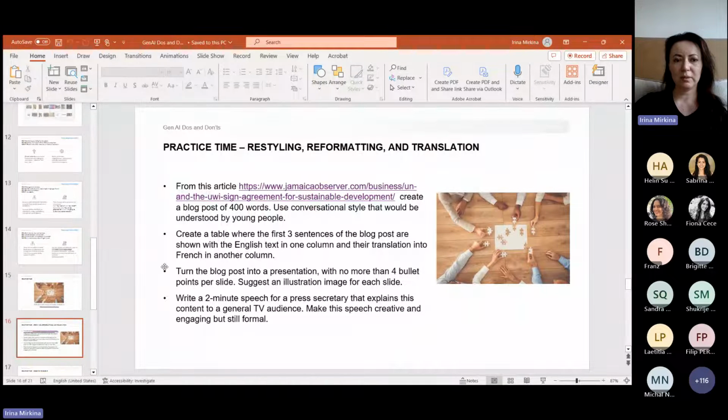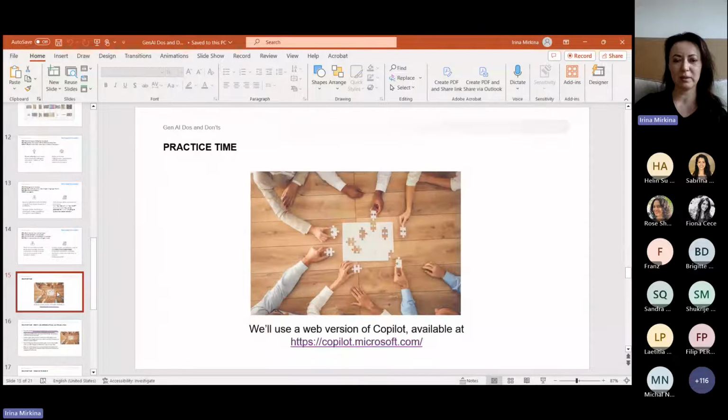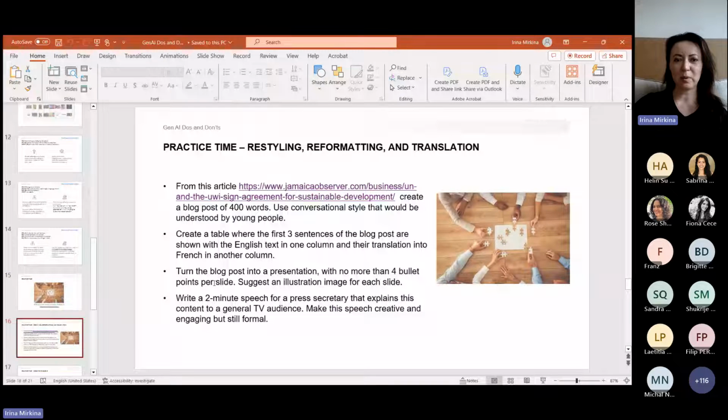Once you have opened the chat, here are several prompts that I invite you to try out, step by step. First, it's about trying to restyle an existing article, which is an official press release from the UN. It's a real press release, so it's a very official UN style. What happens if we try to generate a blog post from that article?